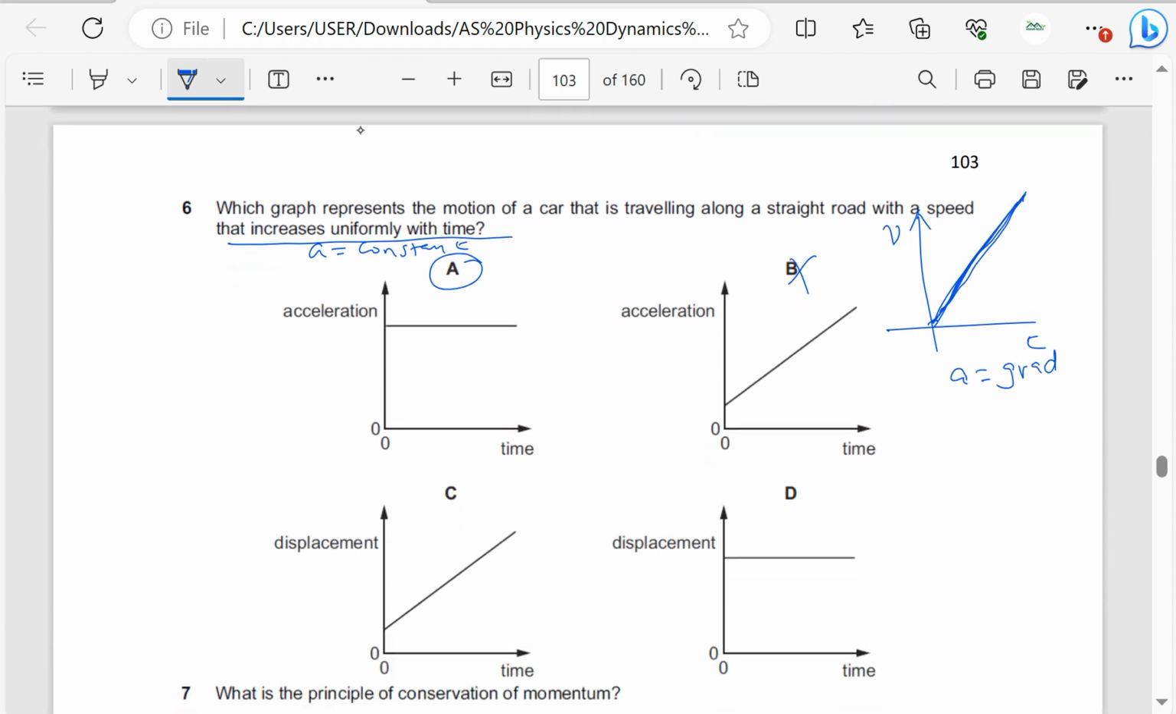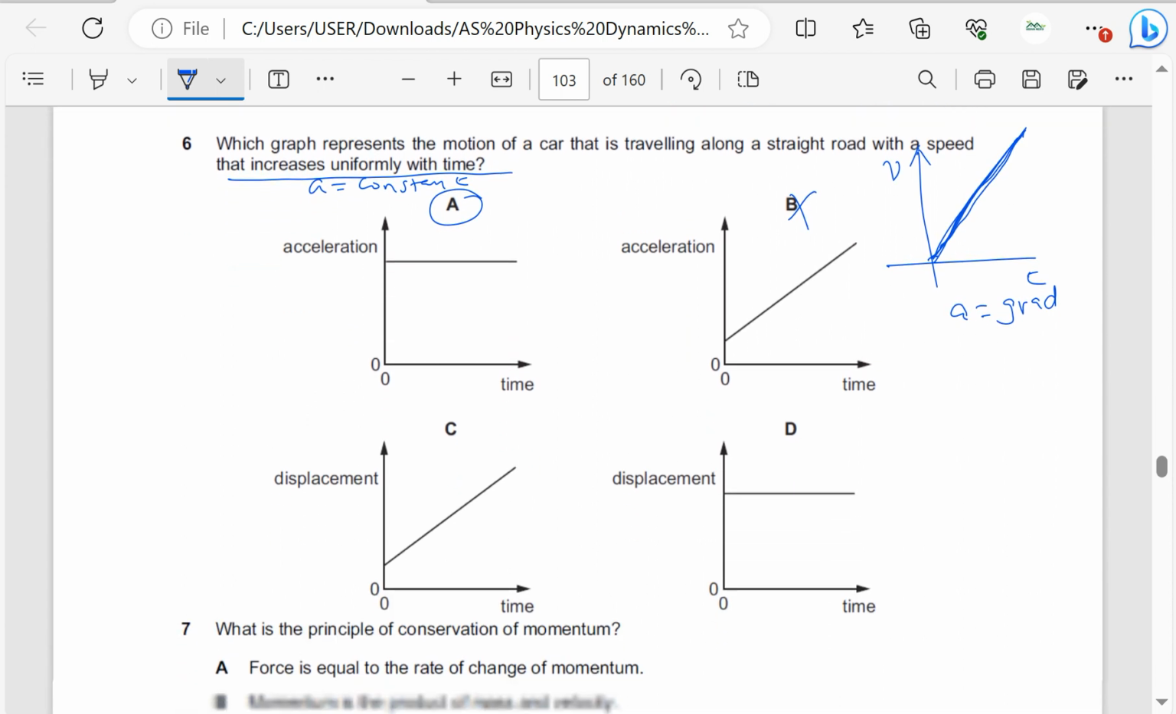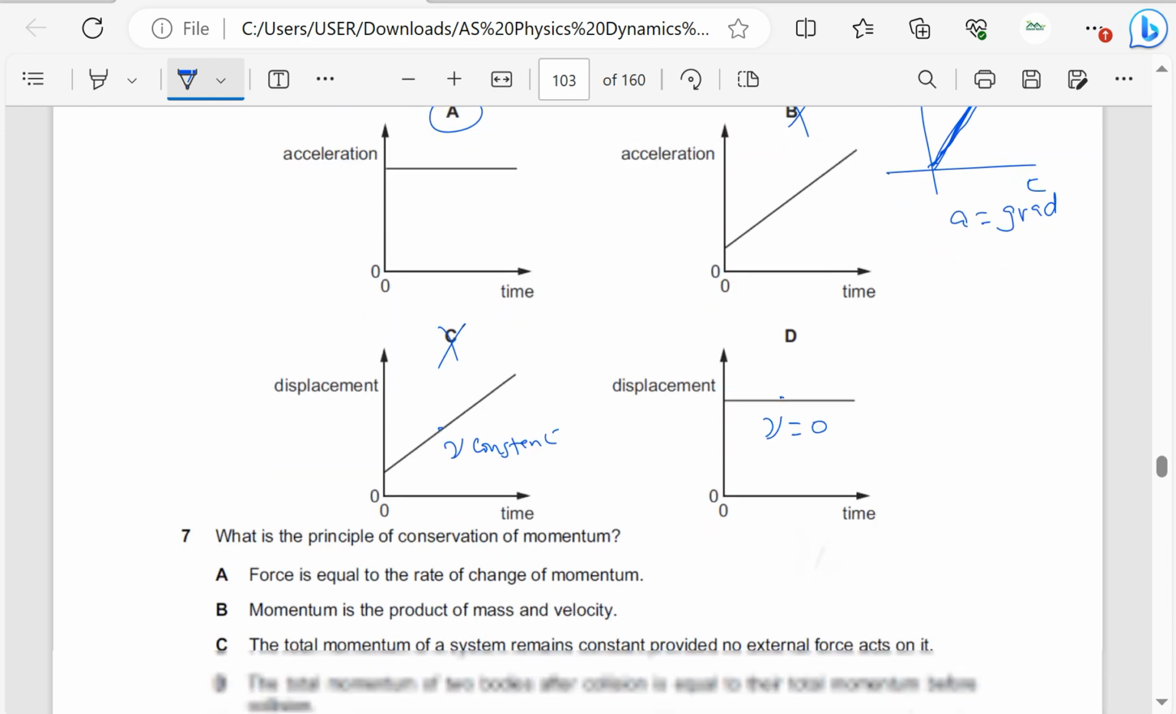So this is wrong for acceleration. This one shows constant velocity, which is 0 acceleration, yet the speed increases uniformly. This one is constant velocity. This is 0 velocity. So here v is constant because the gradient is the velocity for a displacement time graph. Here v is equal to 0 because the gradient is 0 for a displacement time graph.